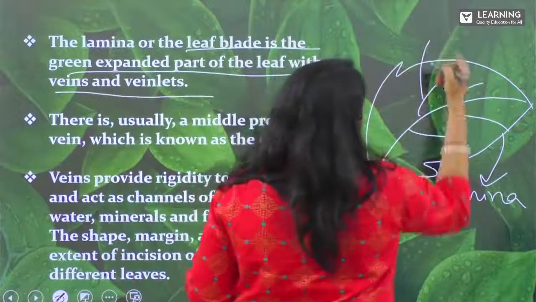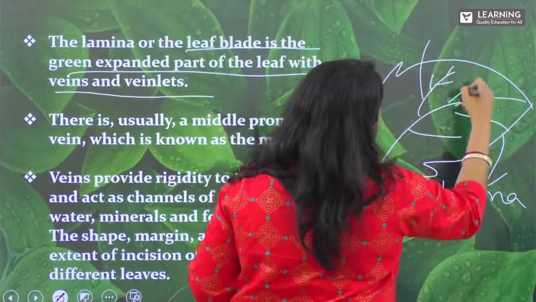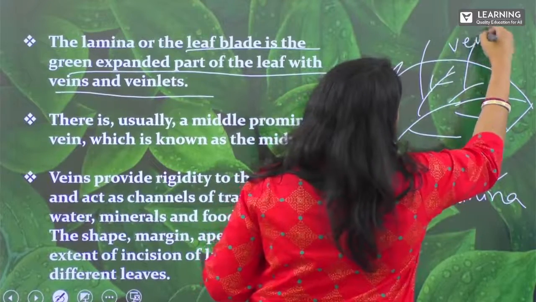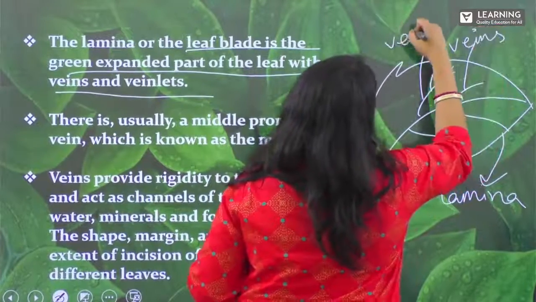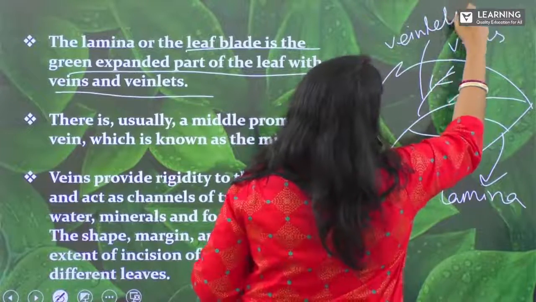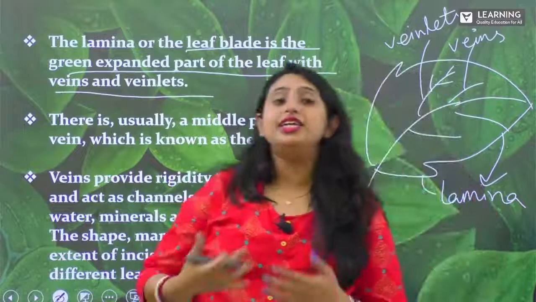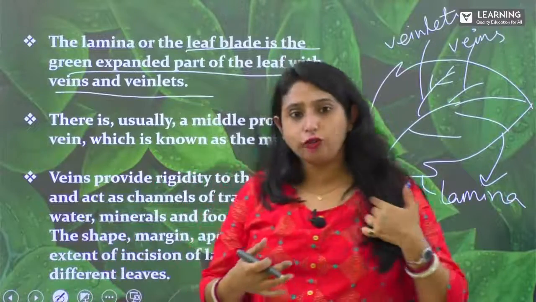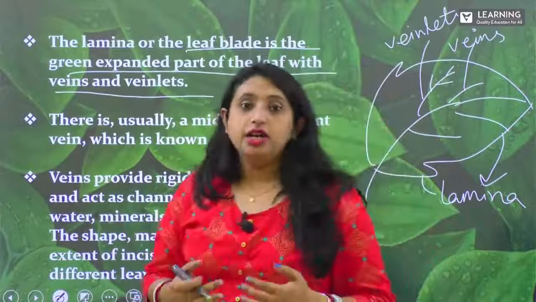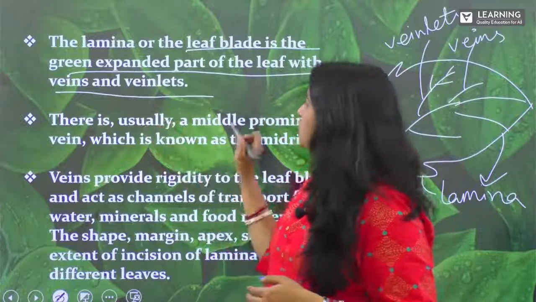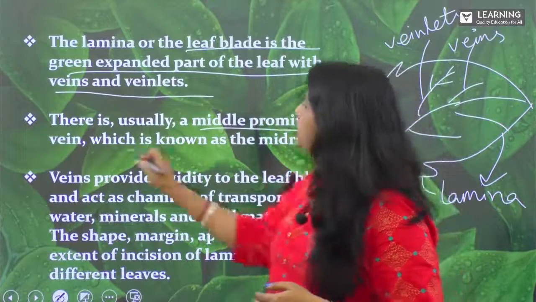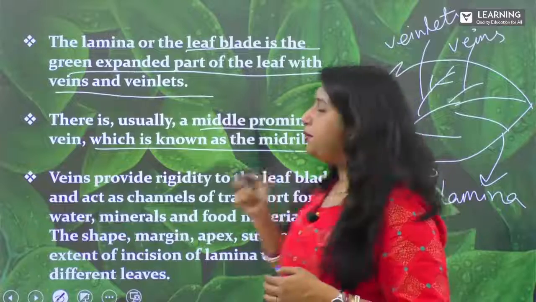And in the lamina, we can see the veins and the veinlets. All right. So in the lamina, we can see the veins and the veinlets, and it is the expanded part of the leaf. Clear? So next, there is usually a middle prominent vein which is known as the midrib.